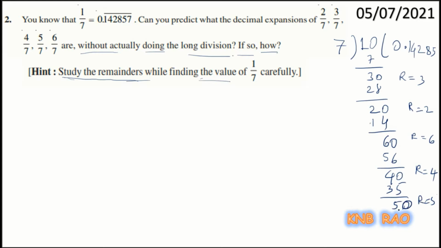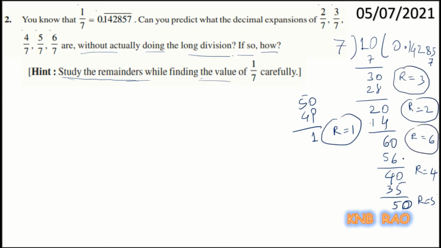Moving on further, it becomes 50. Let me write that 50 here, 7 7s are 49, again I got 1 as the remainder. So, now watch the remainders. I got 3, 2, 6, 4, 5 and 1. These are the remainders, and the value of 1 by 7 is 0.142857 bar. This recurring number is the value of 1 by 7.